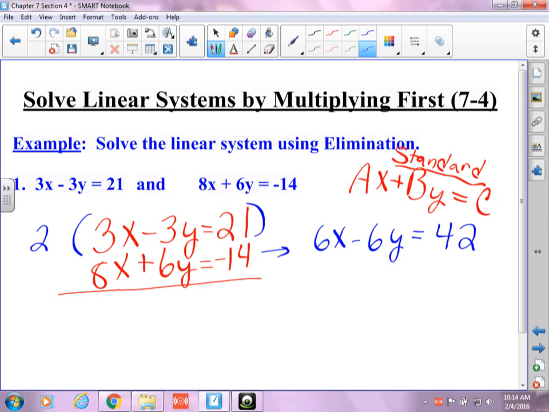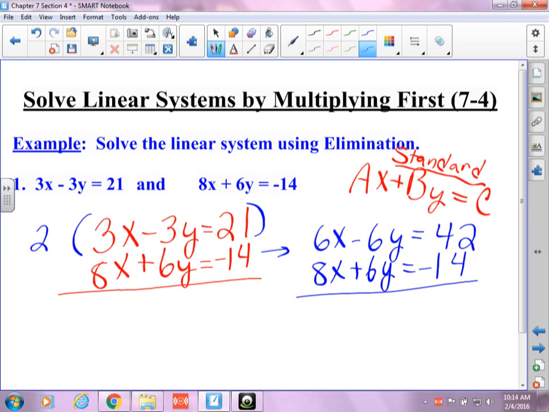Remember doing that? When we did it before, I said we're going to do it, drop it, and then come back. We're coming back. I'm going to leave this equation alone, so I'm going to make it 8x plus 6y equals negative 14. Do you see how my y's match up now?